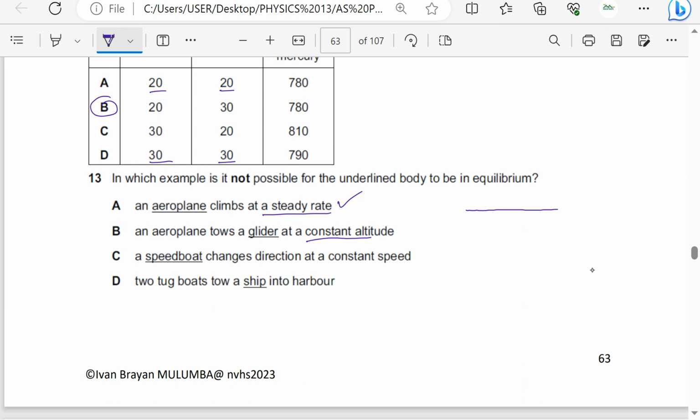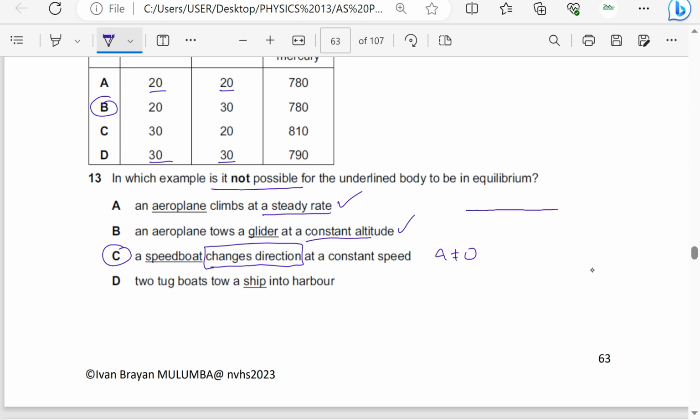They said it is not possible for the underlying body to be in equilibrium. So it tows a glider at a constant altitude. It means the resultant force on it is 0 in the vertical, so this is also in equilibrium. A speedboat changes direction. When I see change in direction, I know that V changes, acceleration is not 0. So this one cannot be equilibrium.